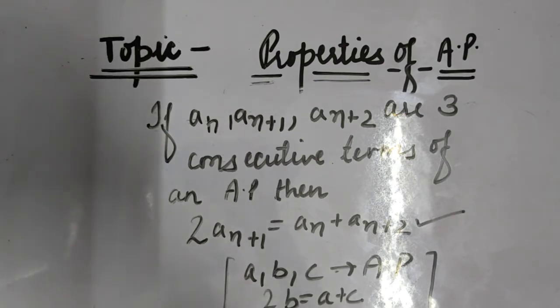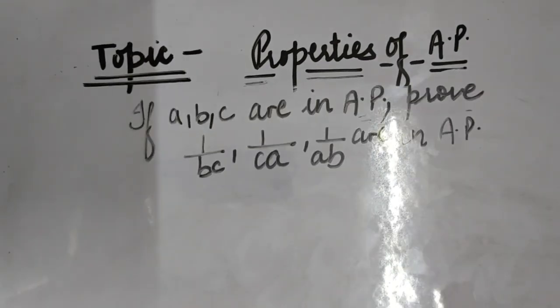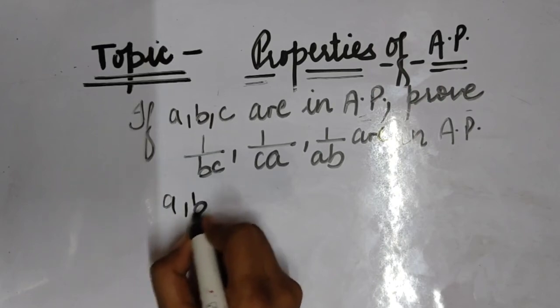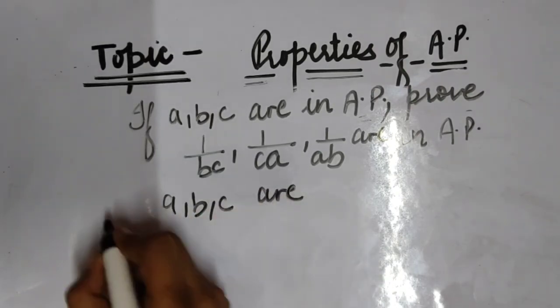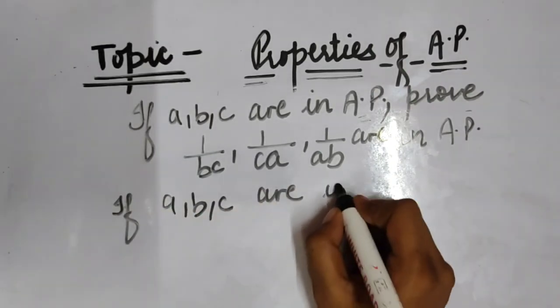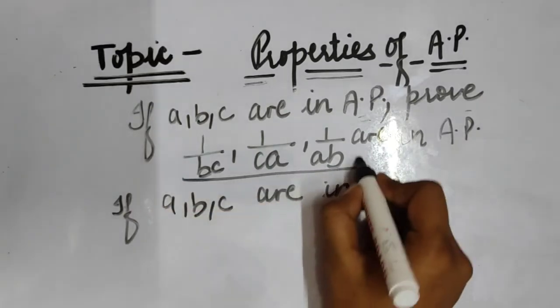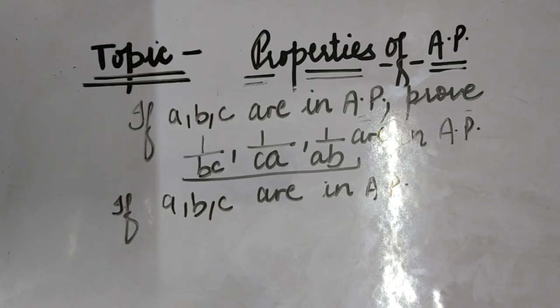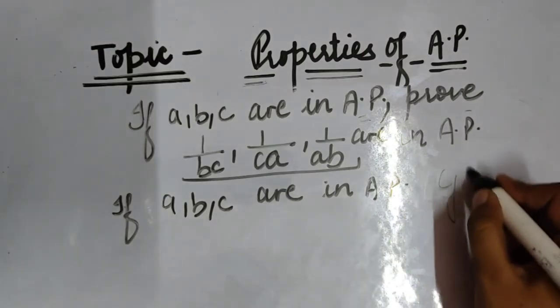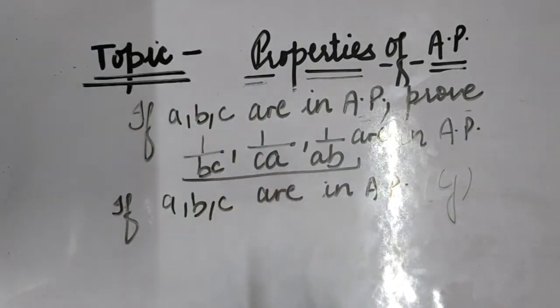Fine students? Yes students, now we are going to do a question with the help of those properties only. Now what is the question? If a, b, c are in AP, then you people have to prove that these three terms, 1 by BC, 1 by CA, 1 by AB, are also in AP. This was your given, and to prove is that they are in AP. So we'll do the proof now.